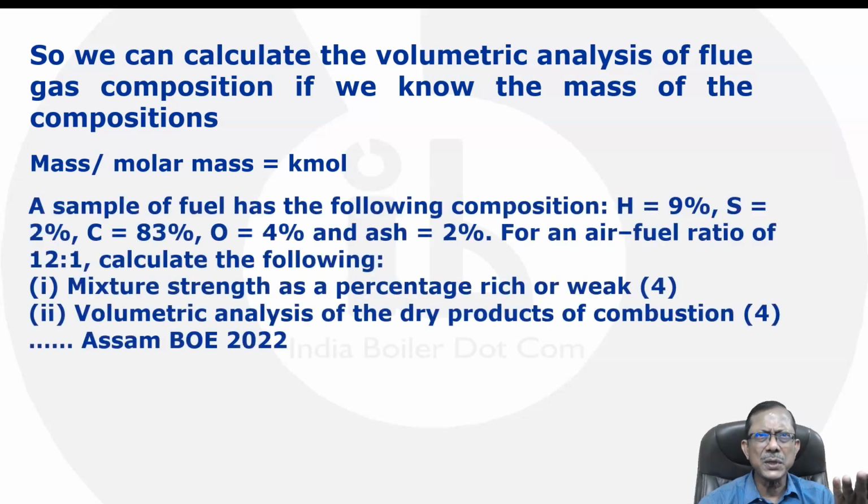A question like this, suppose I take a question like this as in Assam BOE 2022, right? They have given you a fuel analysis, that is the ultimate analysis. They have also given you the air to fuel ratio, that is 12:1. Now they are asking you to calculate the mixture strength as a percentage rich or weak, right? Rich or weak means if it is weak, that means it is less than stoichiometric air, the minimum theoretical air. Or if it is rich, that means it is having more air than the stoichiometric air. And the second thing they have asked is the volumetric analysis of the dry product of the combustion.